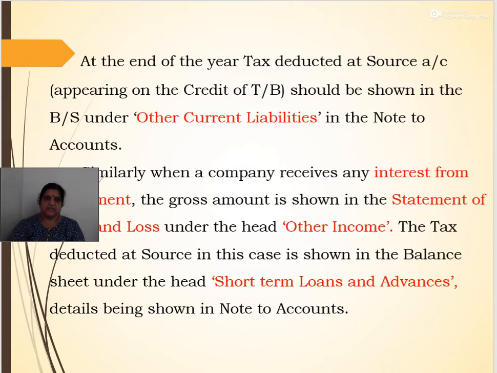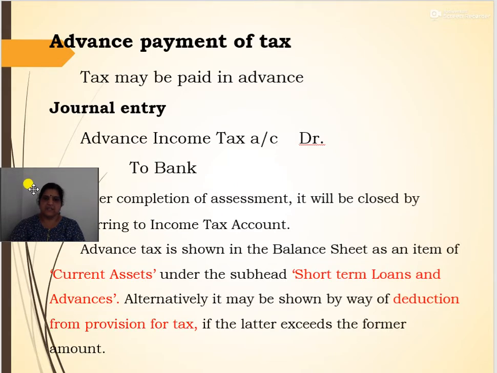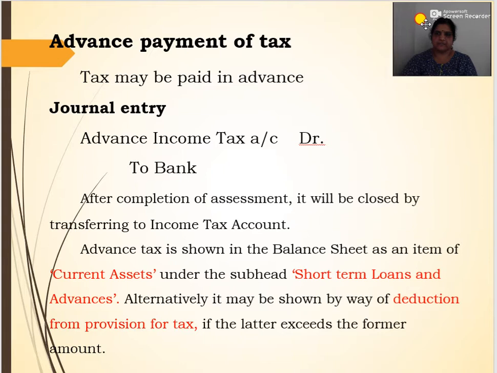Now the second thing is regarding advance payment of tax. Tax may be paid in advance. Here the journal entry is advance income tax account debtor to bank. So the journal entry for this adjustment is advance income tax account debtor to bank.